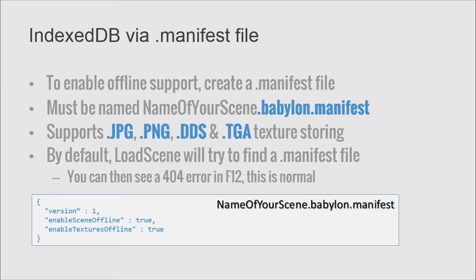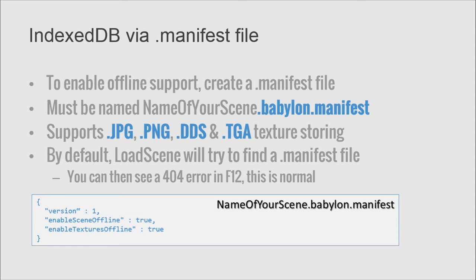For that, I've been using IndexedDB, and using IndexedDB is very simple. You just have to create a .manifest file for your scene. It should be the name of your scene, .babylon.manifest. Then you specify the version of the assets you'd like to set up. For instance, if I change the version from version 1 to version 2, this means that you want the scene asset to be completely re-downloaded. You can choose to only download the scene file itself, or the texture, or both.